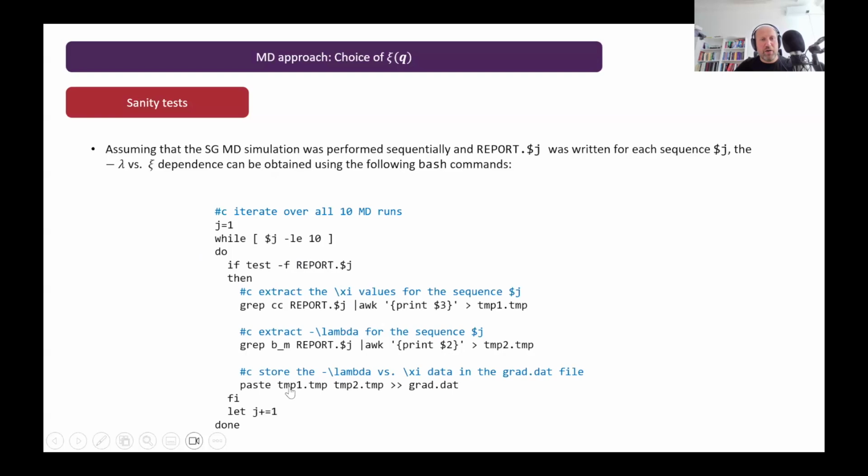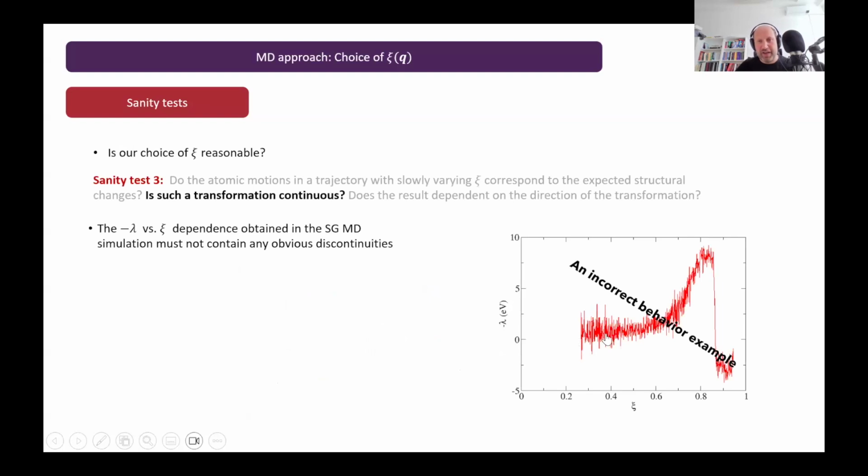So here is how I extract the lambda versus Xi dependence. Again, I iterate over all MD sequences. For each existing report file, I first extract the value of the reaction coordinate and store it in a first temporary file, in one-column format. Then I extract the Lagrange multiplier, store it in a second temporary file, and I merge these two pieces together to create a two-column file, which is called grad.dat, which we can then inspect.